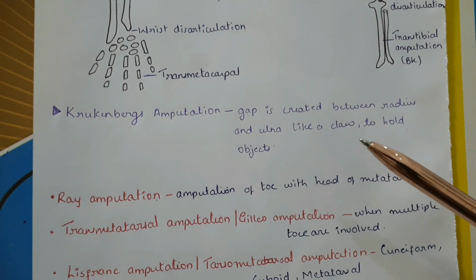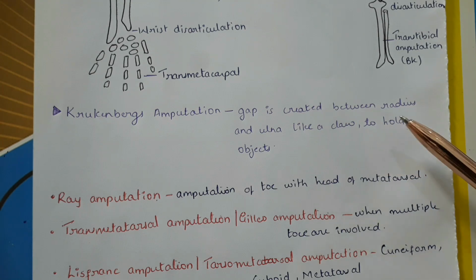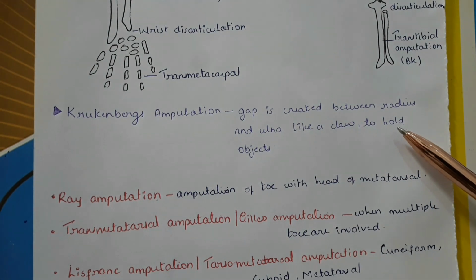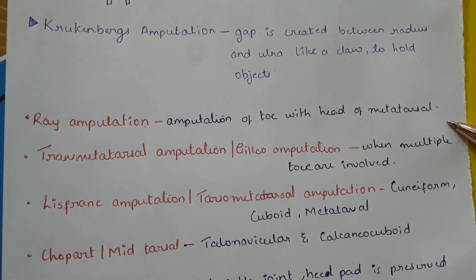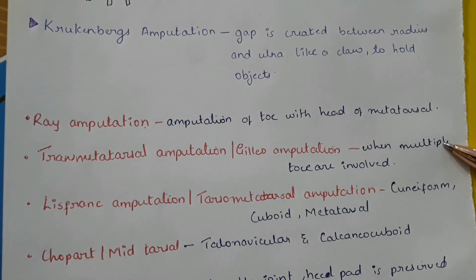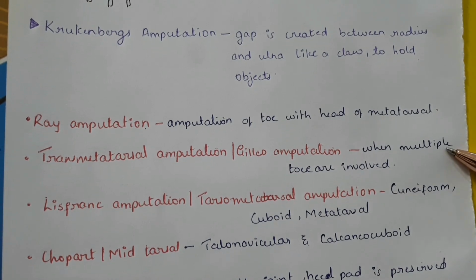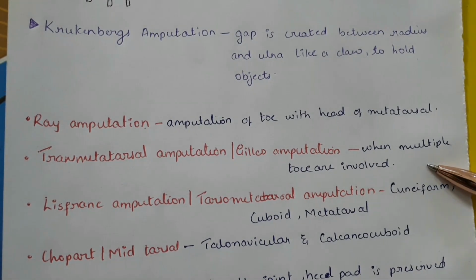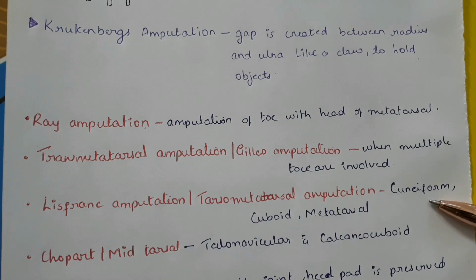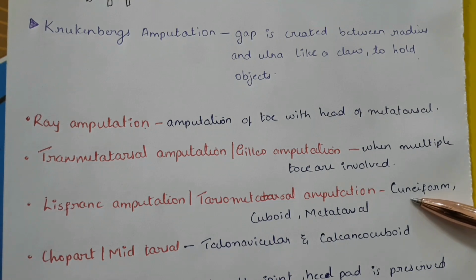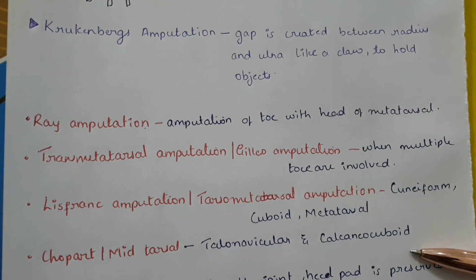Krukenberg's amputation is a gap which is created between radius and ulna like a claw to hold objects. Amputation of toe with the head of metatarsal. Transmetatarsal or Gritti's amputation is when multiple toes are involved. Lisfranc amputation or tarsometatarsal amputation involves cuneiform, cuboid and the metatarsals. Chopart or the mid-tarsal amputation includes talonavicular and calcaneocuboid.